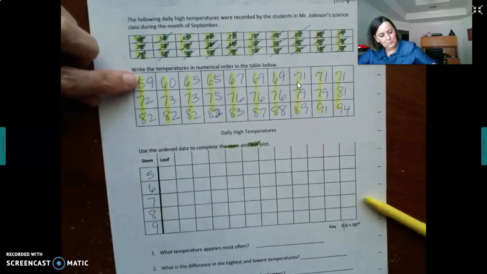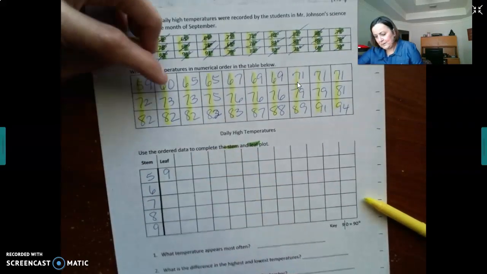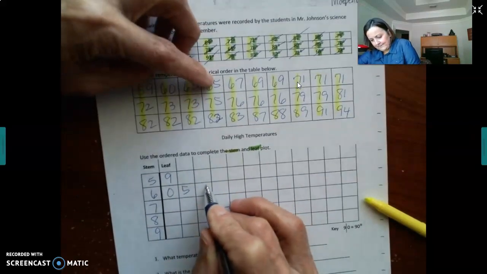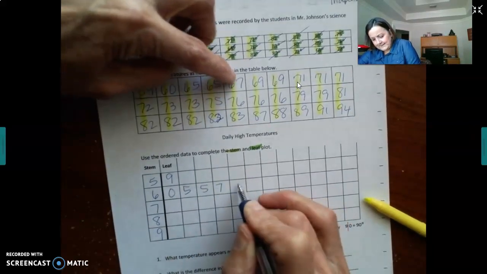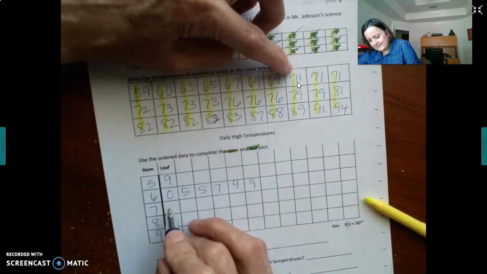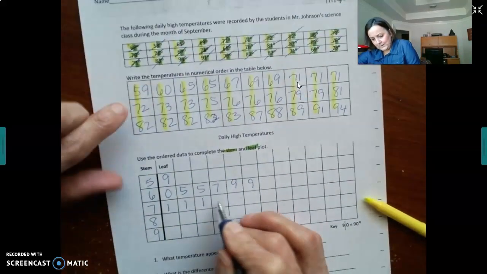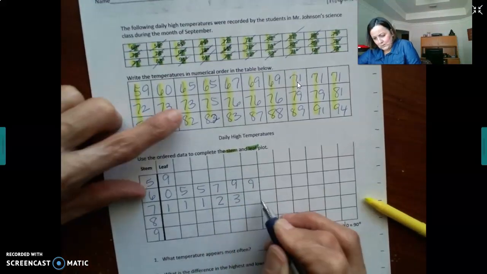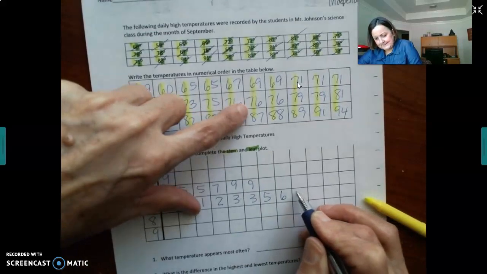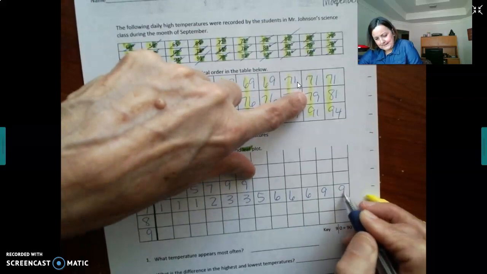And we're going to record them just in order, just like this. So we have a 9 leaf. And then we're going to go to the 6 stem. And we're going to record a 0, 5, 5, 7, 9, 9. Then we're going to go to our 7th stem and record our leaves. 1, 1, 1, 2, 3, 3, 5, 6, 6, 6, 9, and 9.